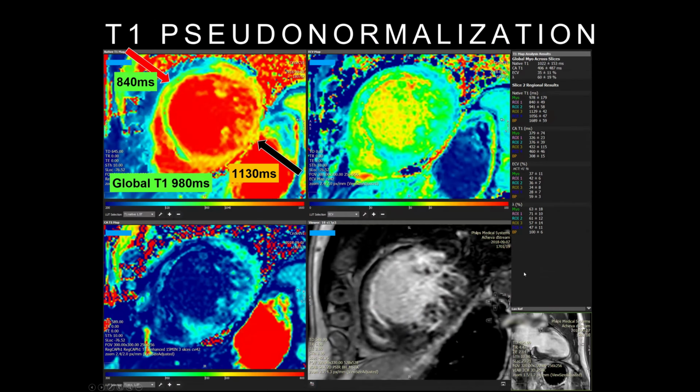Here's a case of pseudonormalization. While on the face of it, the anterior and anteroseptal walls look about normal and the rest looks abnormal, everything is abnormal. The anterior and anteroseptal walls have abnormally low T1 because they are a mix of infarct and fatty metaplasia of scar, and there's non-ischemic scar elsewhere with high T1. Together, these cancel each other out, and you have a normal global T1 of 980 milliseconds.